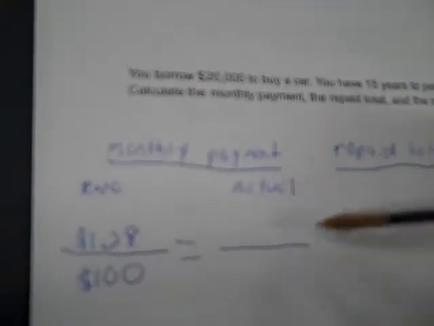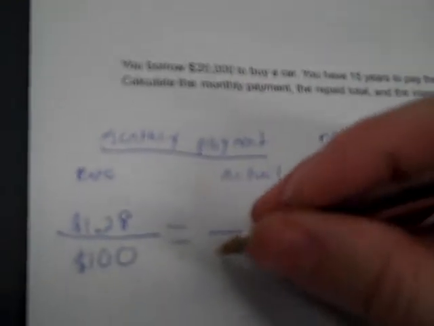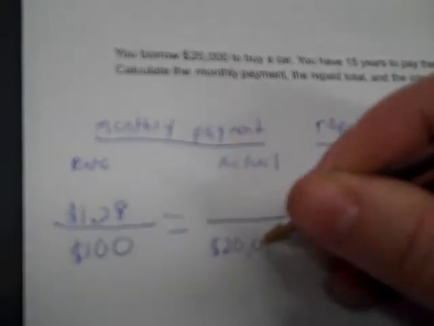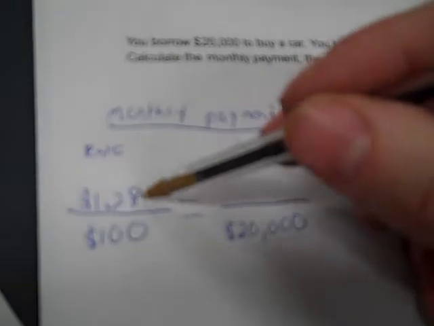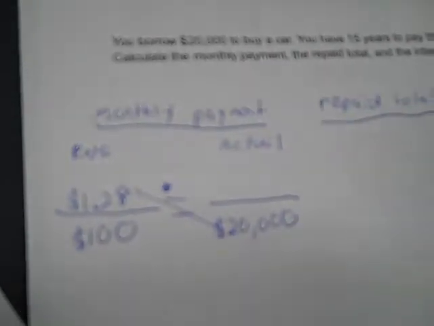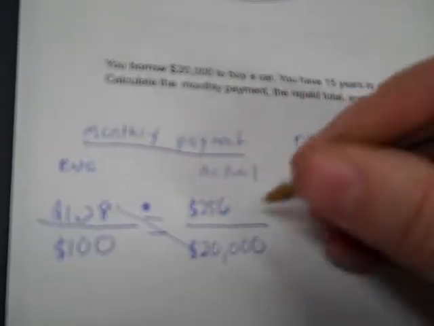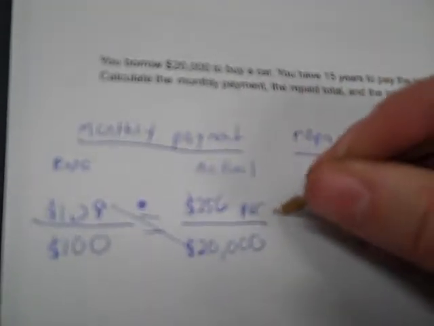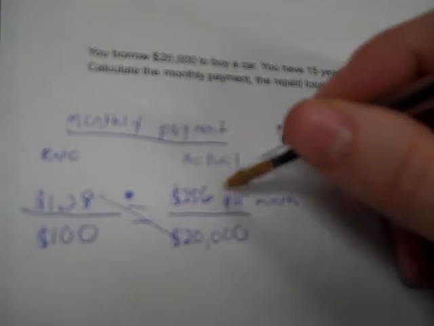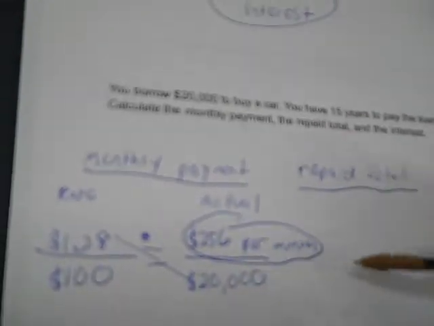Now, the actual amount I'm borrowing is $20,000. So now I cross multiply and divide. I multiply and then divide by 100. So I take 1.28 times 20,000 divided by 100 is $256. So that's $256 per month. That's your monthly payment.